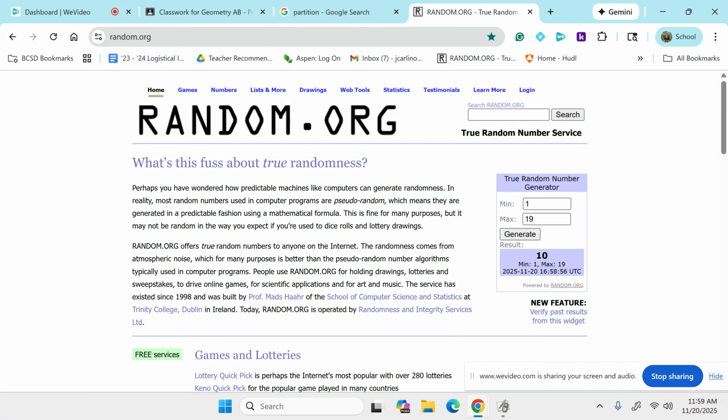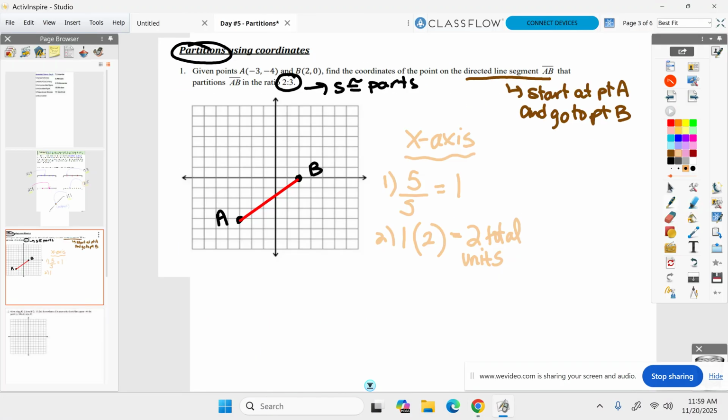Oh, there we go. Jake, just to hear from you. Don't screw it up. What number did we start on the x-axis?